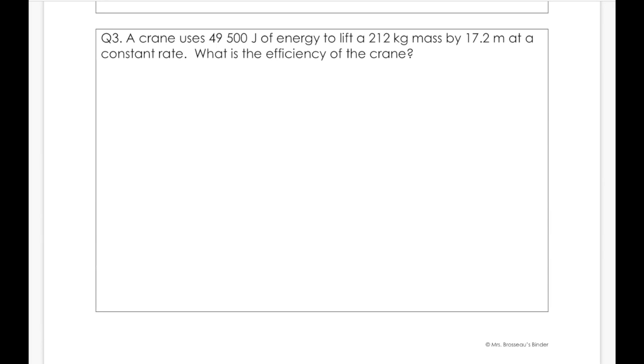And then question number 3 is very similar to the very first practice problem that we did. We are going to have to calculate the energy out by calculating work being done, so F times delta D cosine of theta. It would probably help to draw a free body diagram on this just to make sure that you understand the directions that you're going to be using. And so you'll find the energy out, and then you'll utilize that to find the efficiency of the crane.